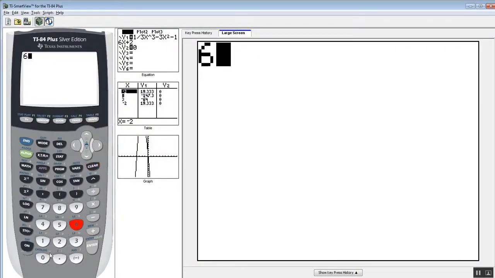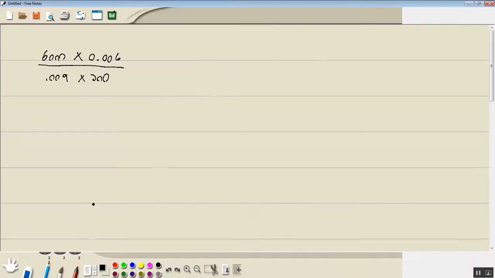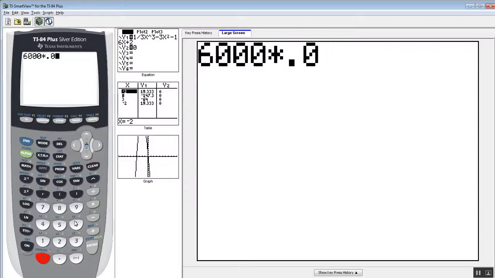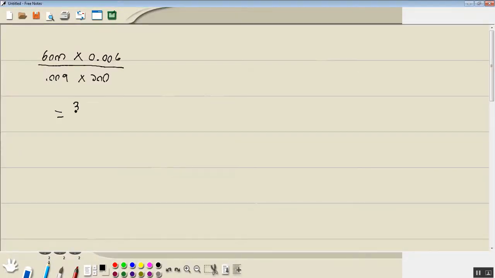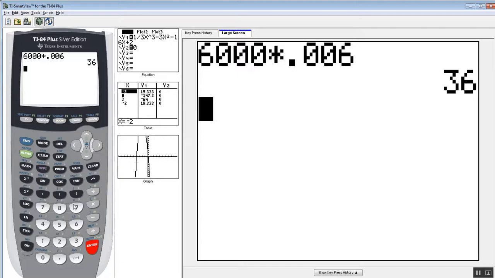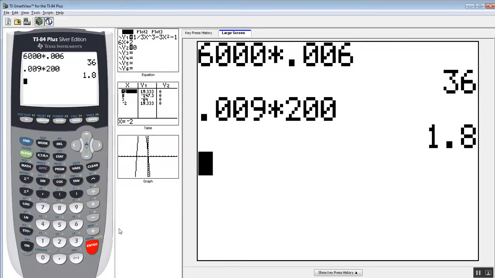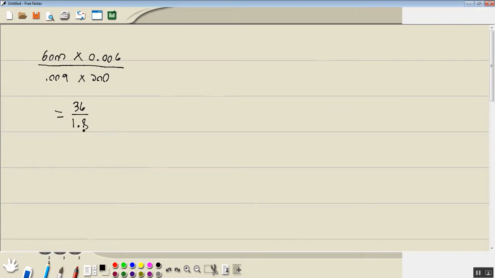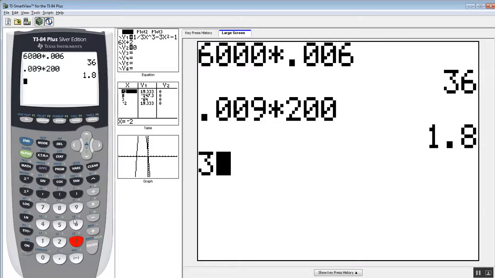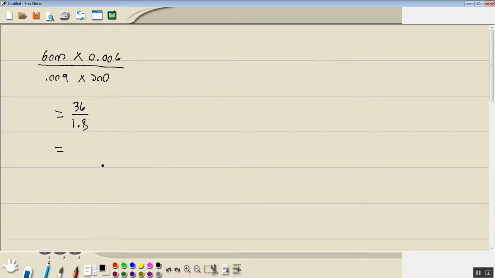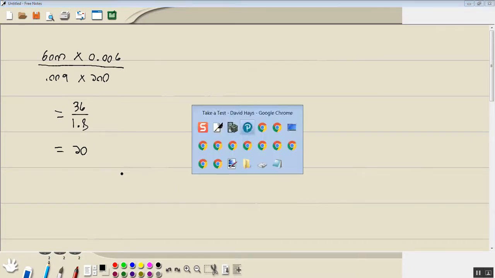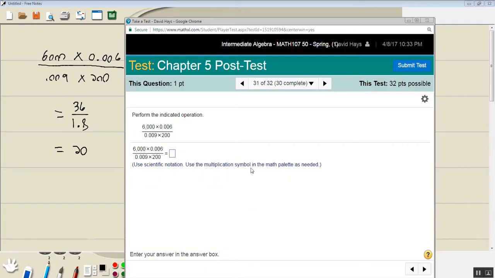6,000 times 0.006. The idea of rewriting them in scientific notation is to make your life easier. Well, I don't think it'd be easier. 0.009 times 200 gives us 1.8. Now 36 divided by 1.8 gives us 20. But what they want their answer in says use scientific notation, use a multiplication symbol, and math palette as needed.